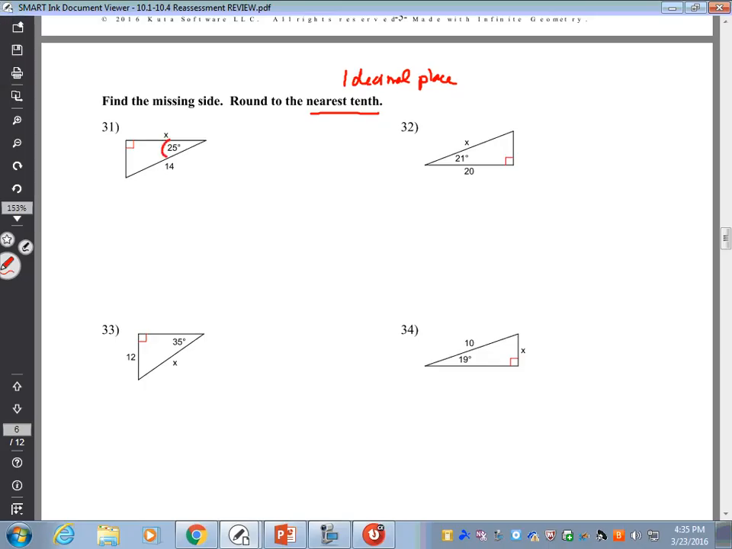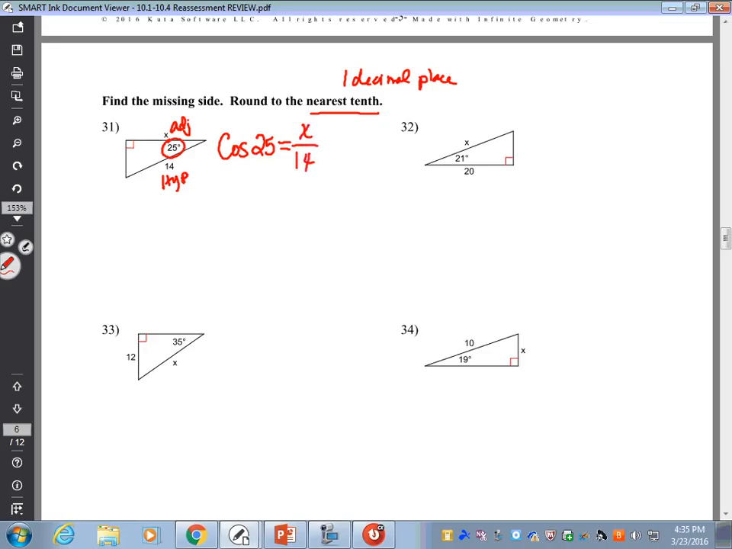Always circle the angle. We know it's going to be trig because it's an angle that's not 30, 60, or 45. We circle the angle. 14 is the hypotenuse. X is adjacent, right next to that angle. So what trig function deals with adjacent and hypotenuse? Correct, cosine. So you write cosine and the angle, 25 degrees, equals adjacent over hypotenuse. Adjacent is the x over the hypotenuse, the 14.